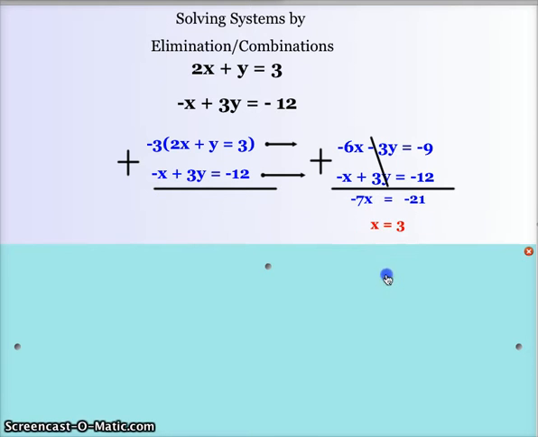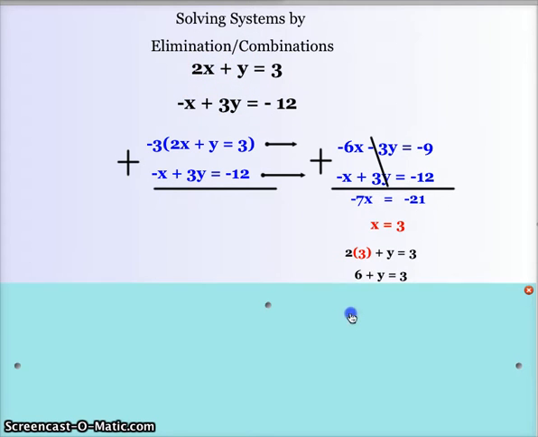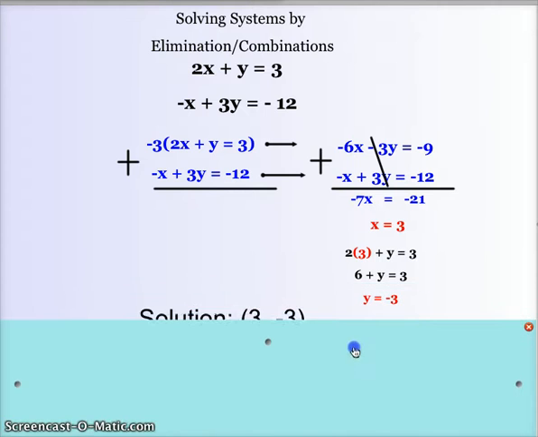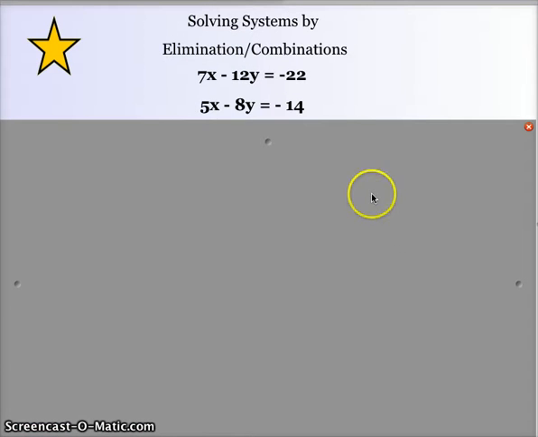You can go back to one of your original equations. Again, I chose the top one. 2 times 3 plus y equals 3. 6 plus y equals 3, and I get y equals negative 3. My solution is 3, negative 3. And finally, one last example.